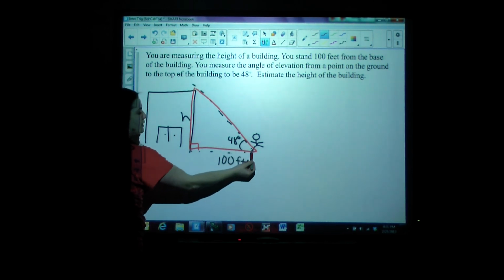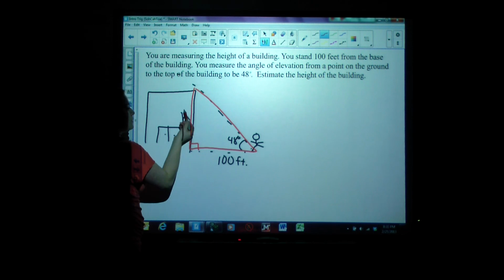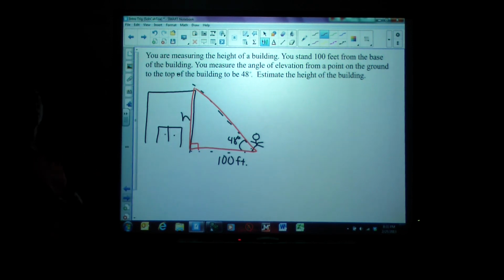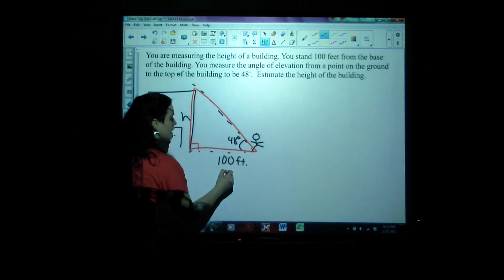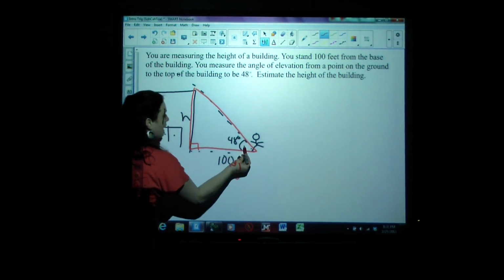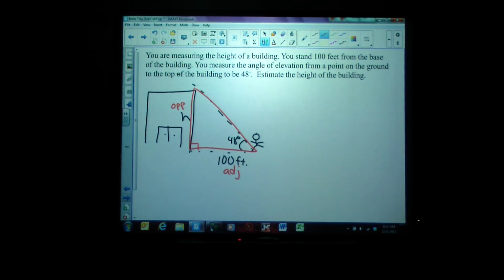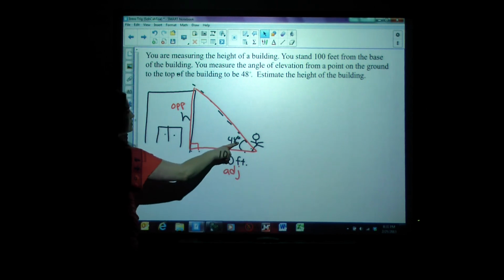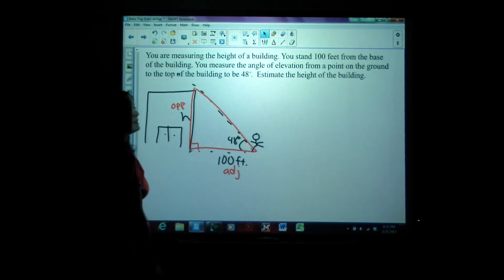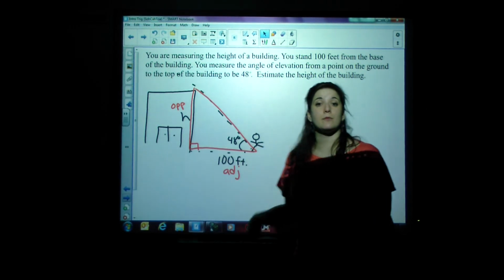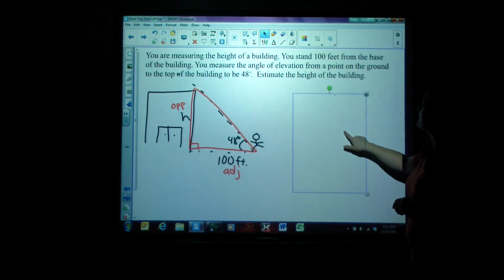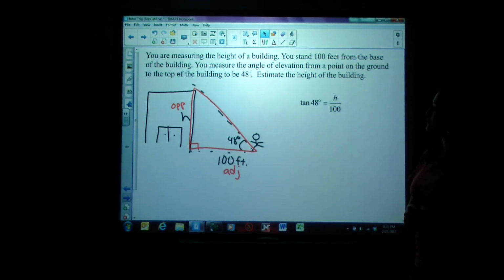The acute angle of 48. This side is 100, and we're looking for this unknown side. With the given angle measure, 100 is actually the adjacent, and h is the opposite. Now, if we want to relate the adjacent and the opposite together, we're going to need to use tangent, because the tangent is the opposite over the adjacent. So that's how we're going to set up this problem to solve it. We're going to say that the tangent of 48 degrees equals h over 100.